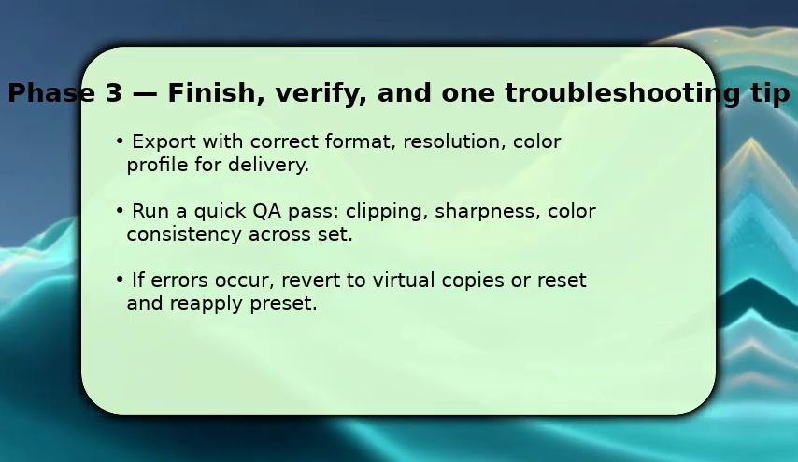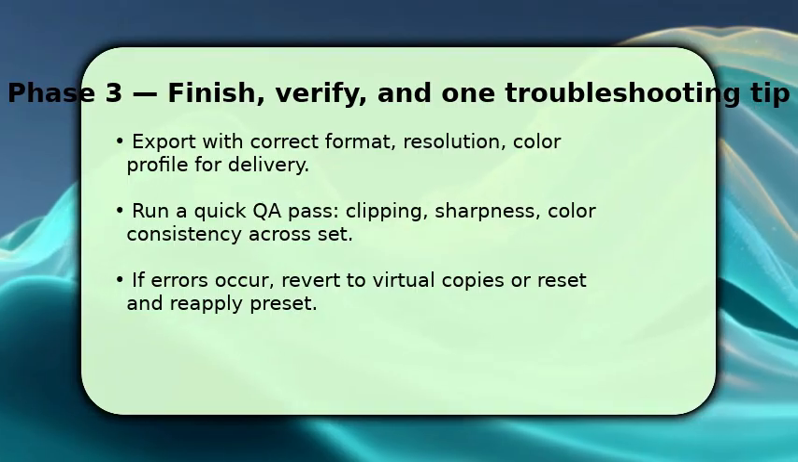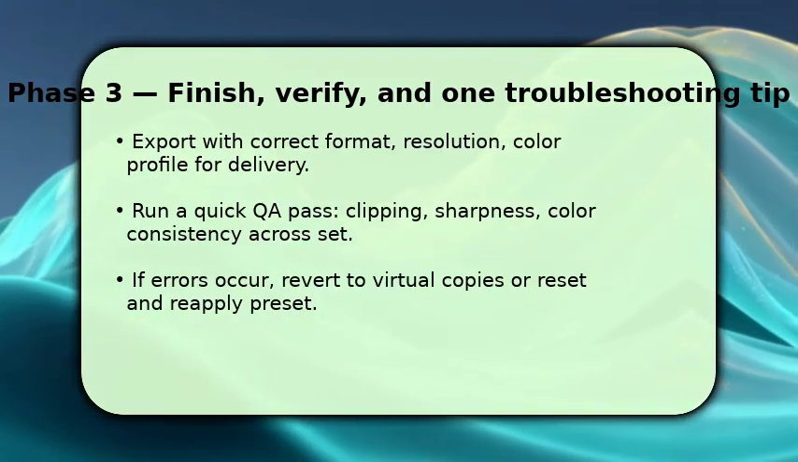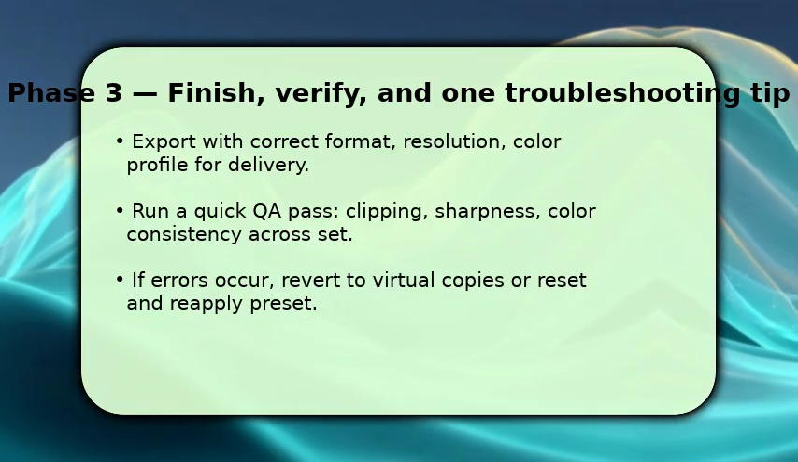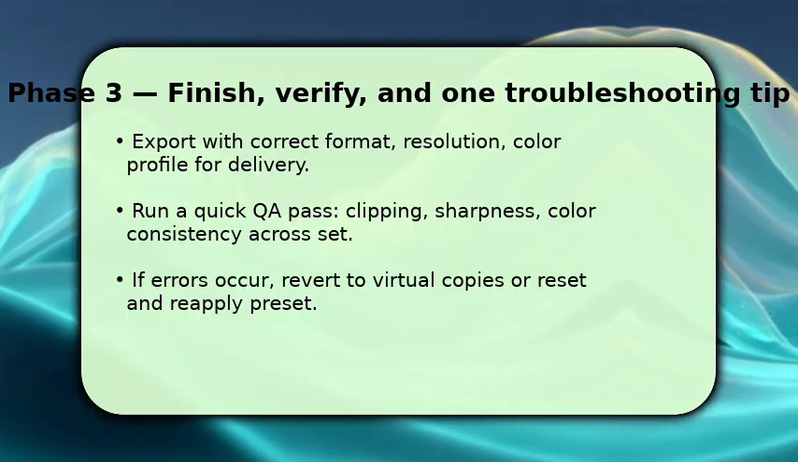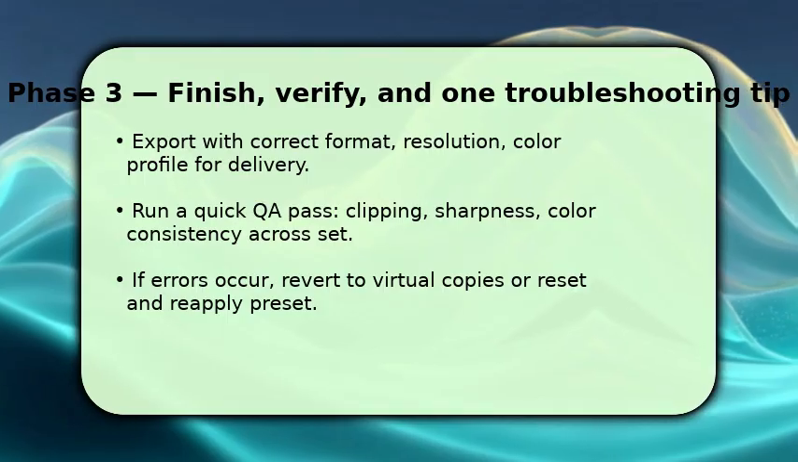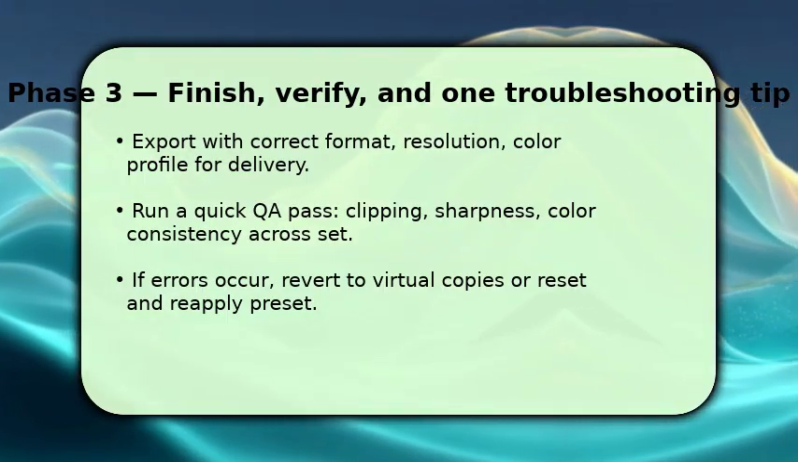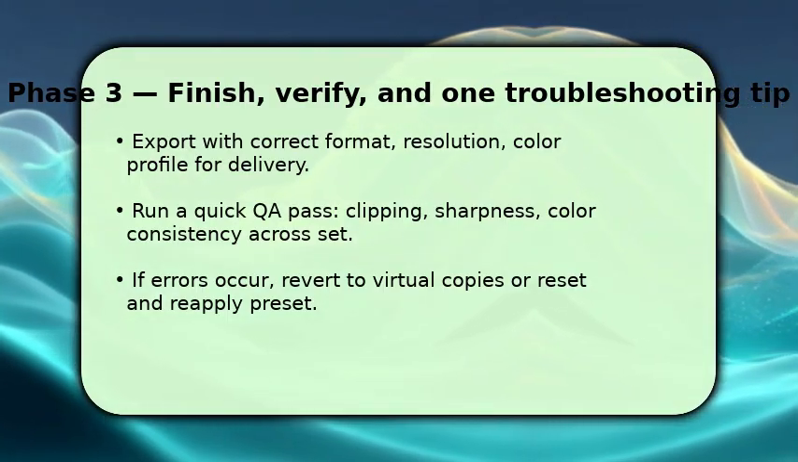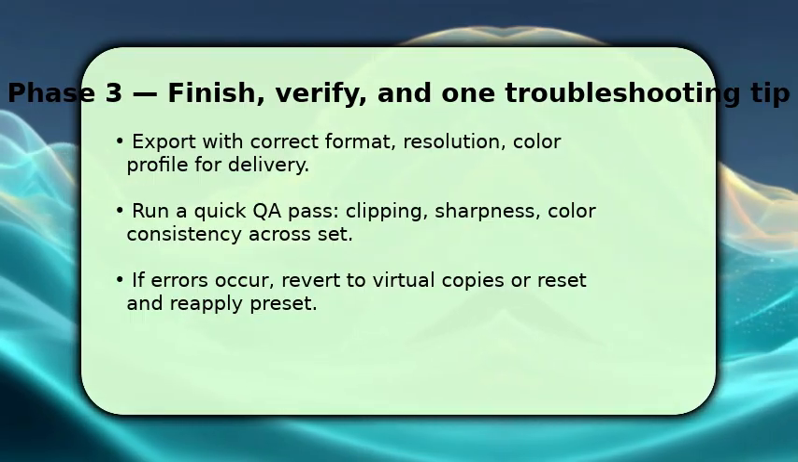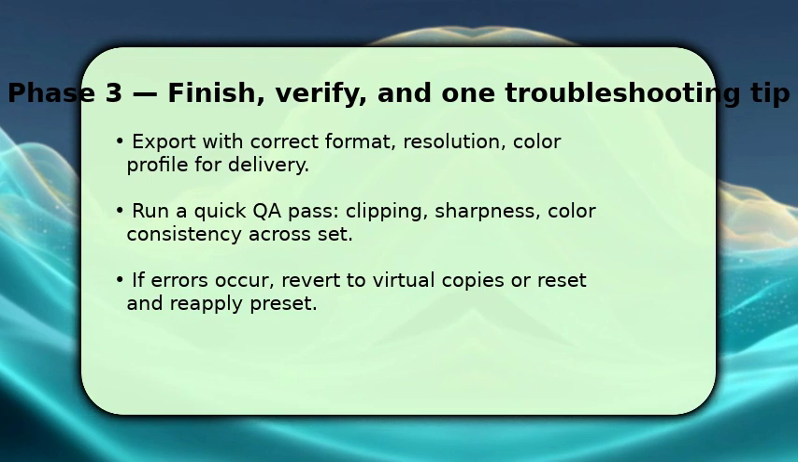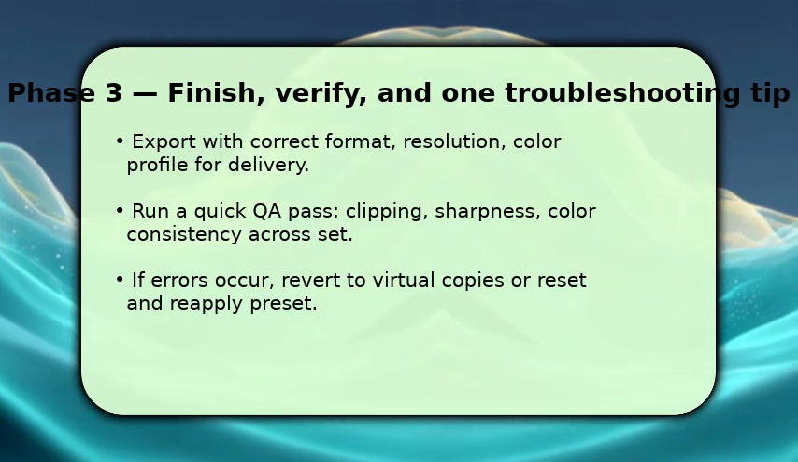Then run a quick QA pass. Check for highlights or shadows clipping, overall sharpness, and consistent color across the set so nothing jumps out. If something goes wrong, revert to virtual copies or reset the problematic images and reapply the preset, adjusting only the necessary local sliders. That way you save work and avoid re-editing the entire batch.